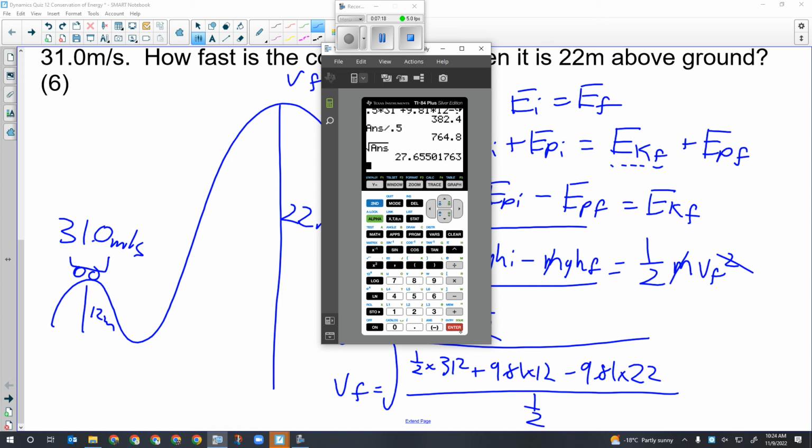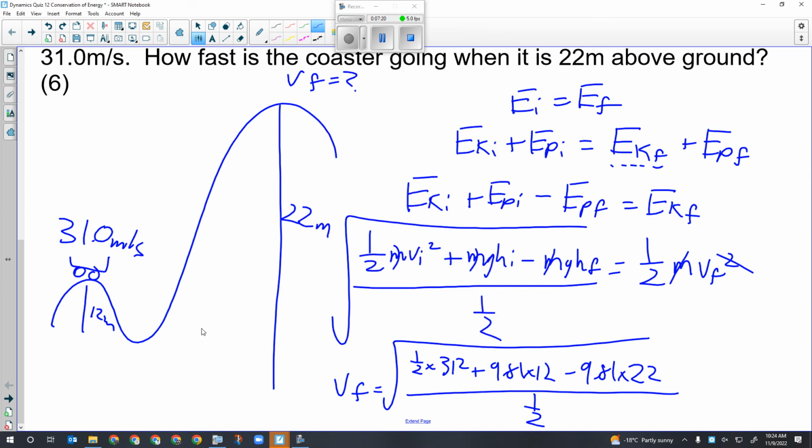28 meters per second. Seems fast, but that's what it comes up to. It didn't slow down much, but it's frictionless, so it wouldn't. Friction is usually what slows things down. Questions there? Should you expect something like that? Yes.